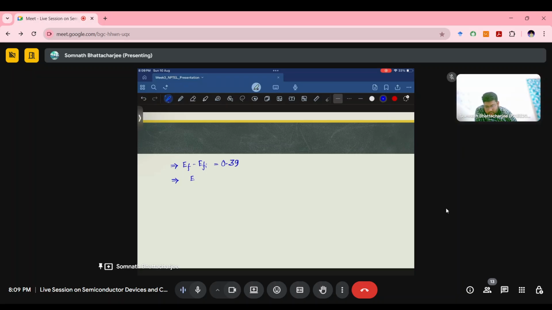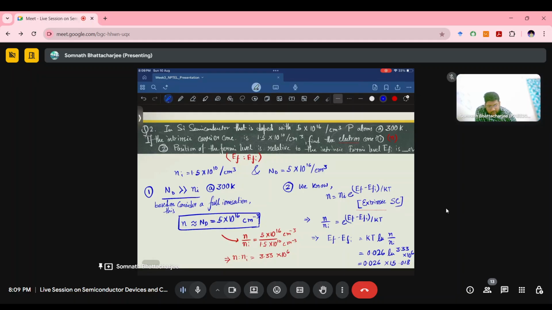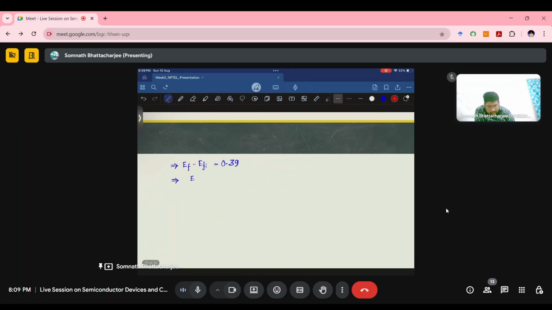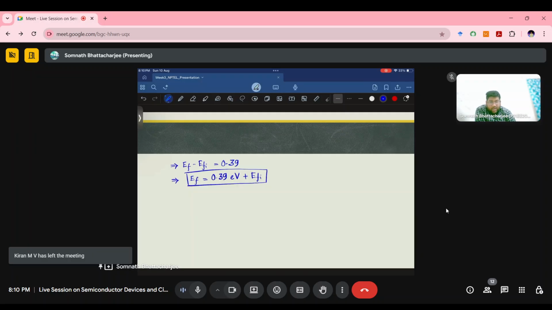So we can write it like this as well. The value of EF minus EFi is this value. So the answer is EF equals 0.39 eV plus EFi. So the value of this new Fermi level is 0.39 eV above the intrinsic Fermi level.